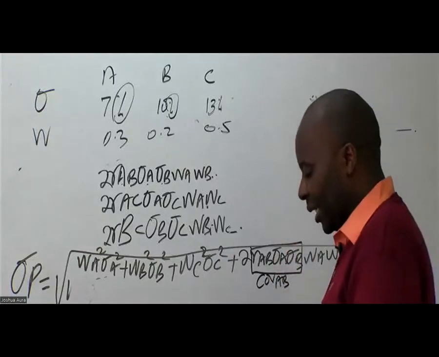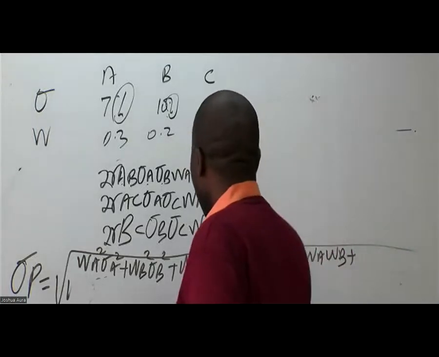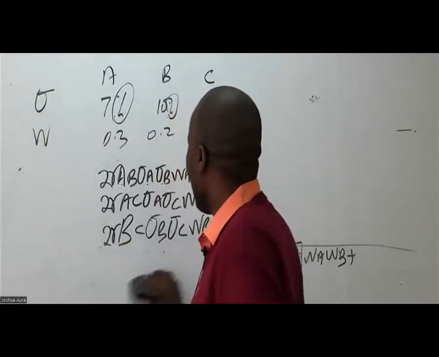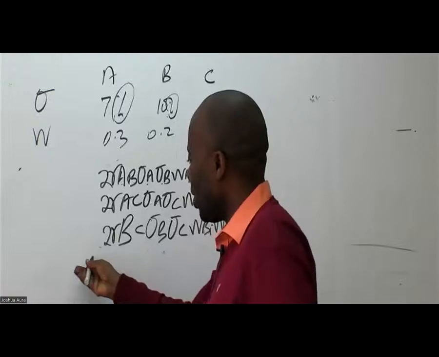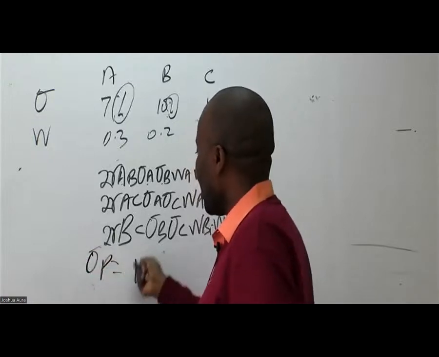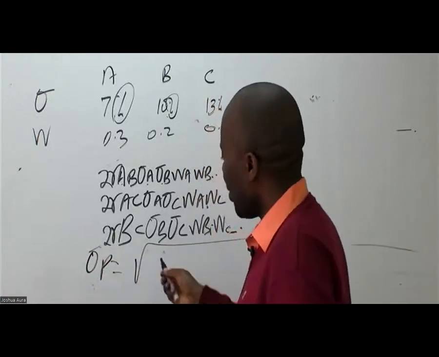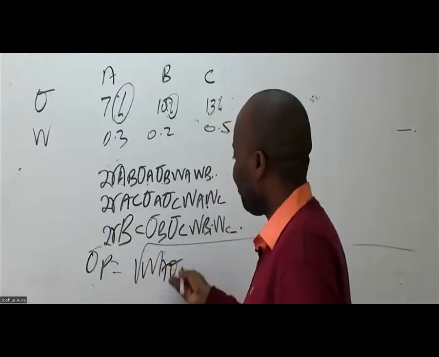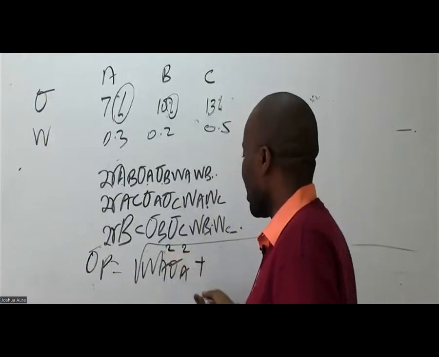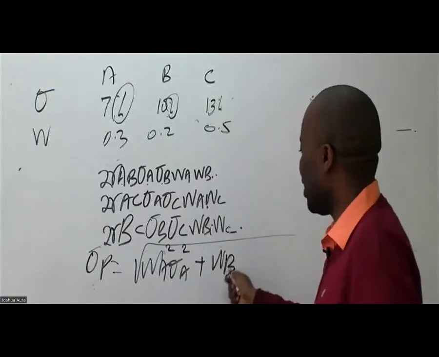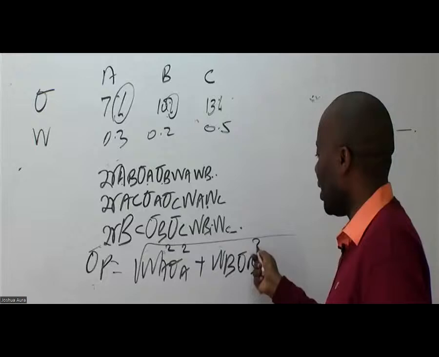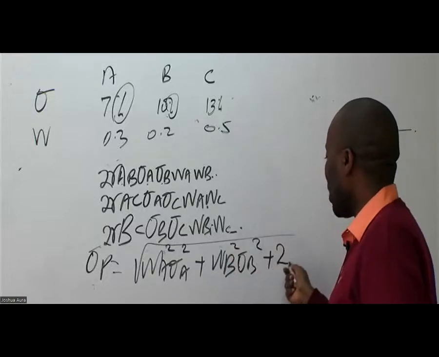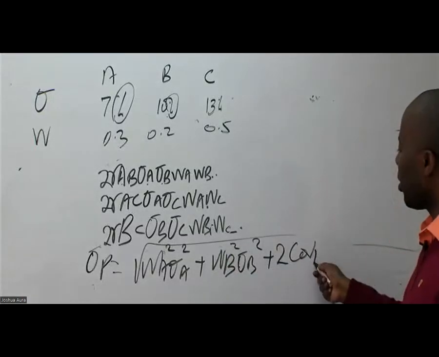Let me repeat this. When I'm given covariance and they want me to give them the standard deviation of the portfolio, this is what I do. We have the weight of A squared times the standard deviation of A squared, plus, there are 2 only, the weight of B squared times the standard deviation of B squared, plus twice the covariance of AB.